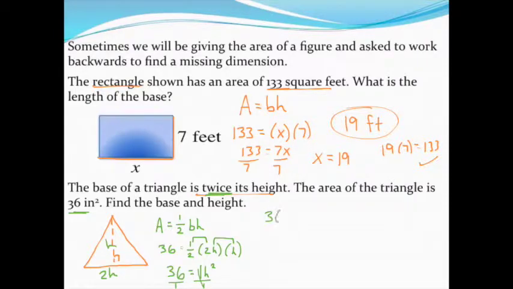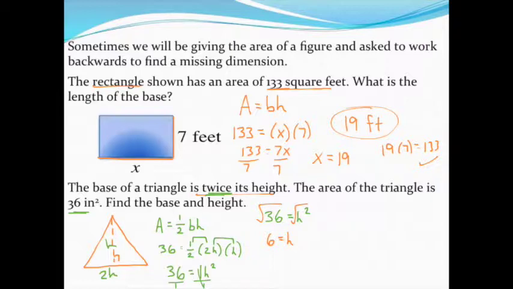So 36 is equal to h squared. That will be an important step if you have a number besides 1 in front. To finish this out, to get h by itself, I need to take the square root of both sides. 36 is a perfect square. That was nice of them. So I get an h value of 6 once I'm all done with my algebra.